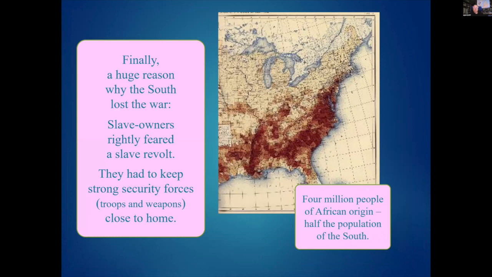rightly feared a slave revolt. And they wound up having to keep a lot of weapons and a lot of troops at home in order to control the slaves. And they needed the slaves to continue in order to get the cotton that they were trying to sell on the black market through New Orleans and Mobile and places like that, trying to run the blockade. So 4 million people of African origin, half of the population of the South.